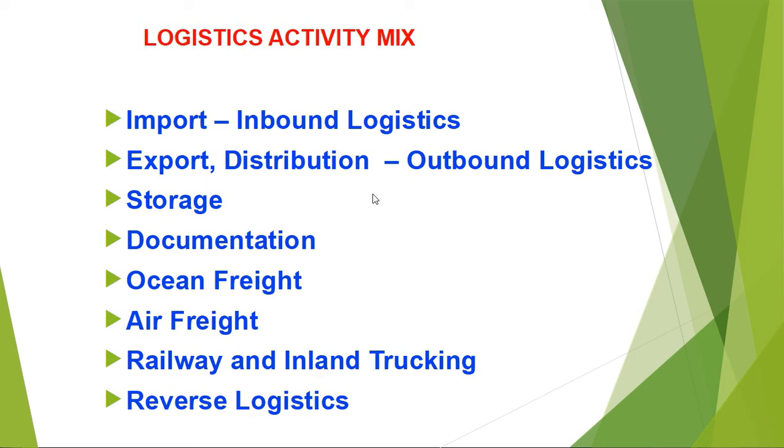Now let's discuss the logistics activity mix. As we said before, logistics includes many activities: import, export, storage, documentation, distribution. If we talk about import, which we call inbound logistics, this will include receiving cargo on board ships or by airlines or by land, by rail, by trucks. Export and distribution, we call this outbound logistics.